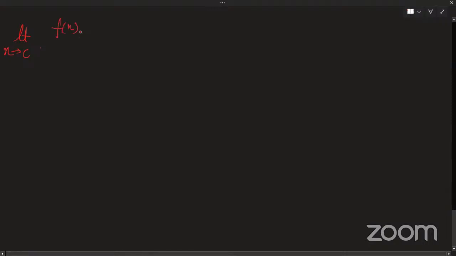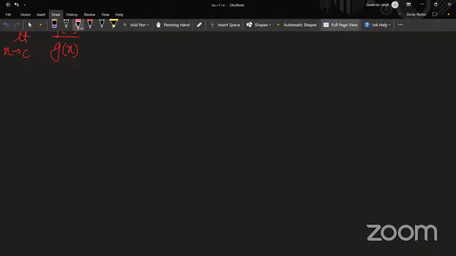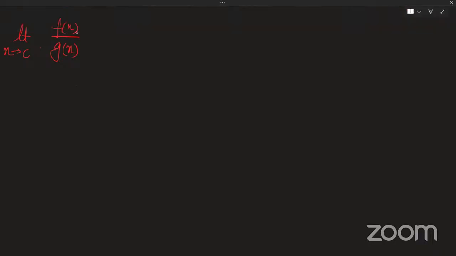I mean, related to the same thing. So you have x tends to c, where c is any arbitrary constant. You have f of x divided by g of x. It is given to you that the value of this limit is a finite value.